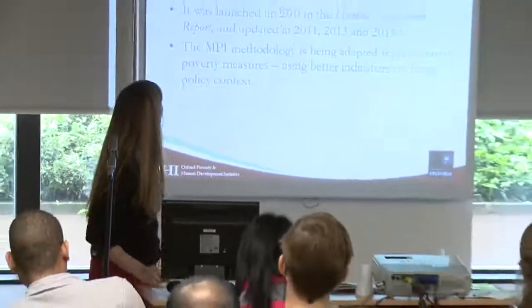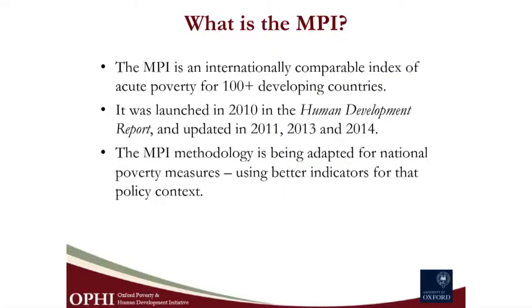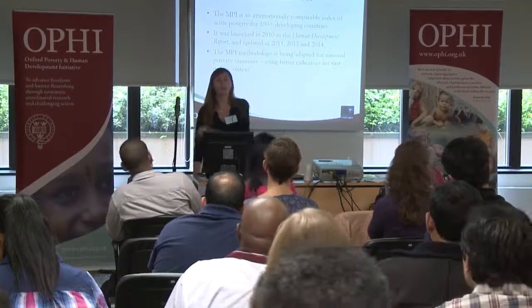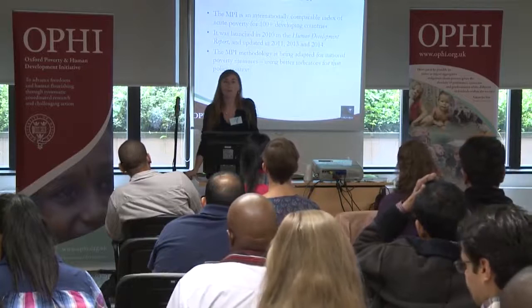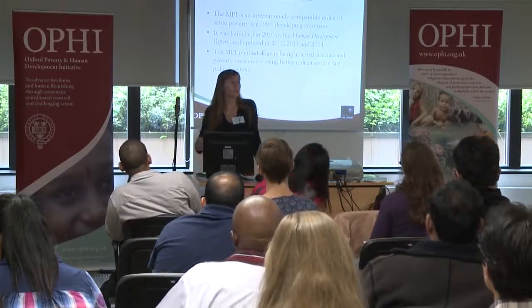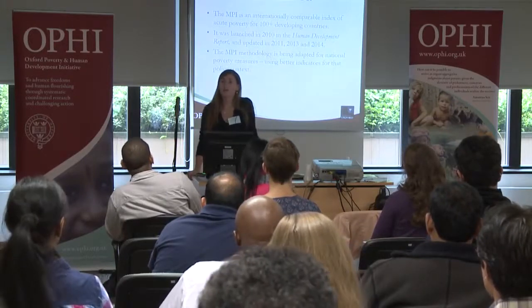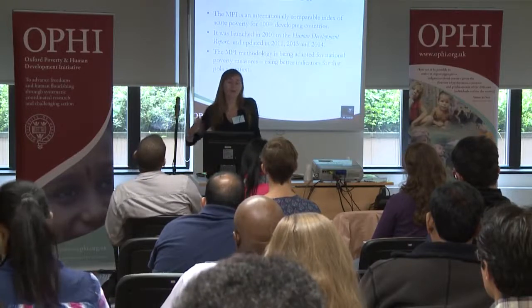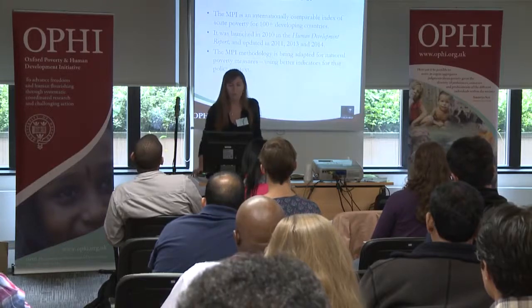Now, the global MPI, the international MPI, is an internationally comparable measure of acute poverty. It was initially launched in 2010 jointly with UNDP and included in the Human Development Report that year, and then it has been updated annually since. Our last launch was in June this year. It was the fourth round of the MPI that has been computed by OFI.